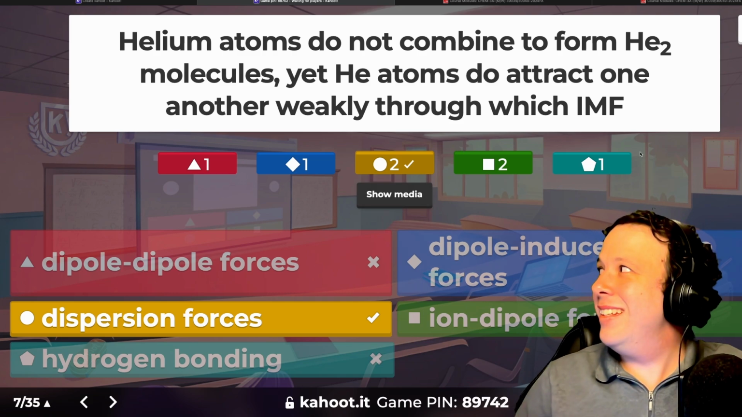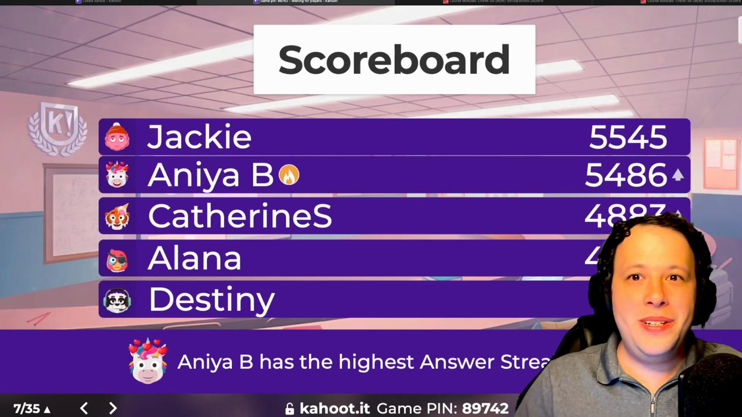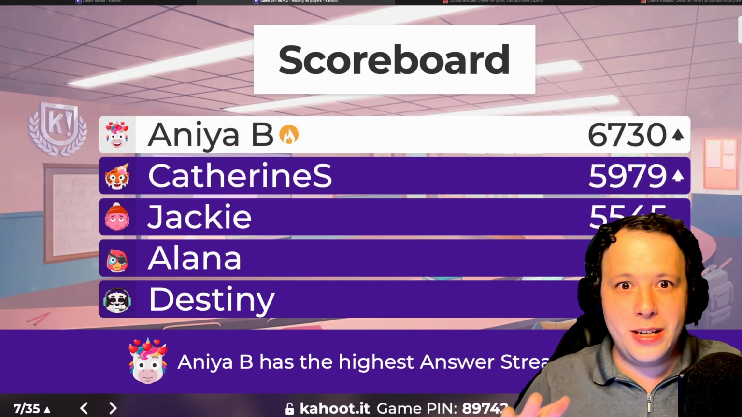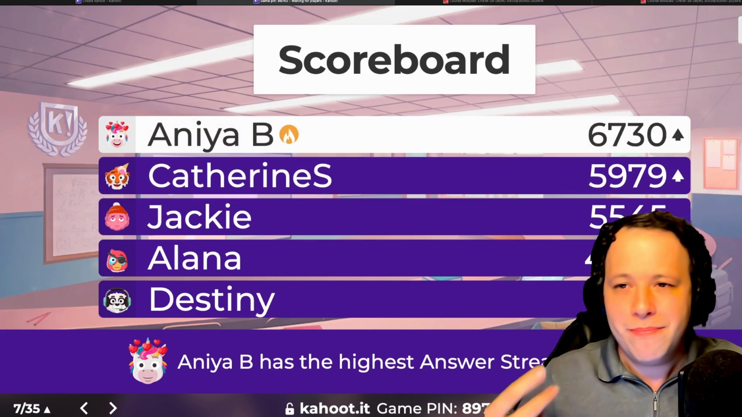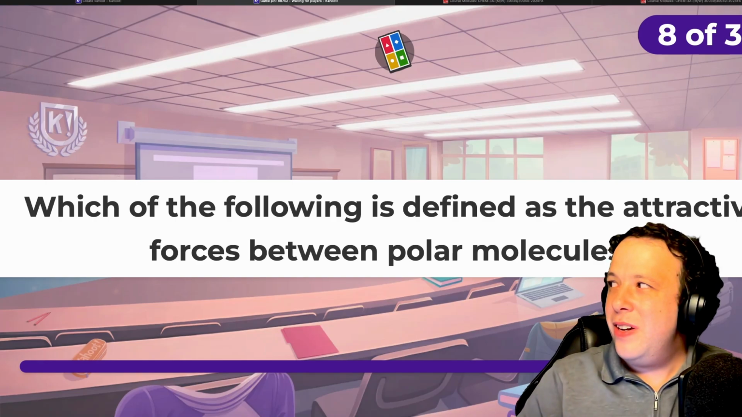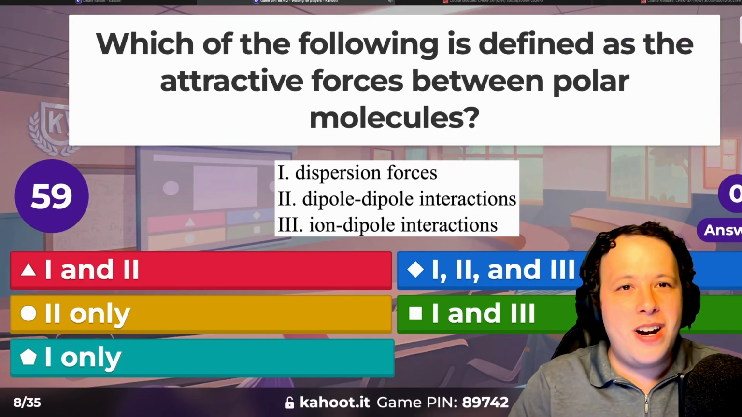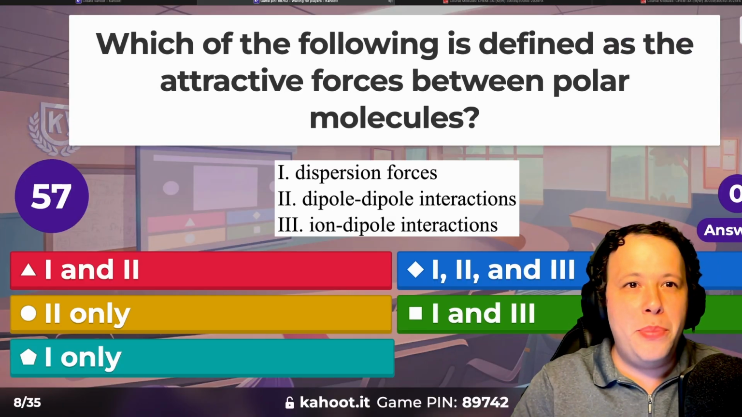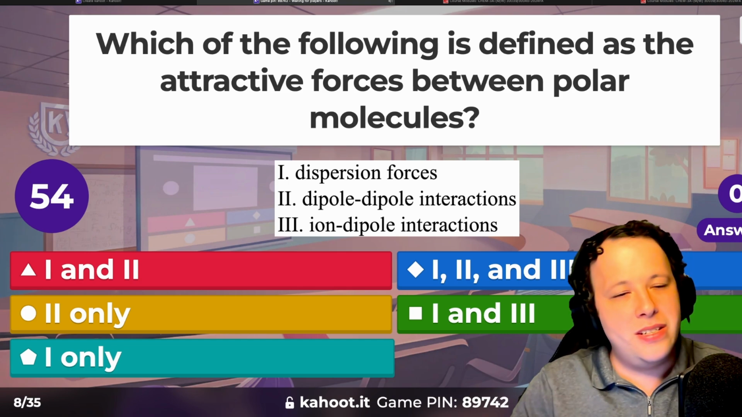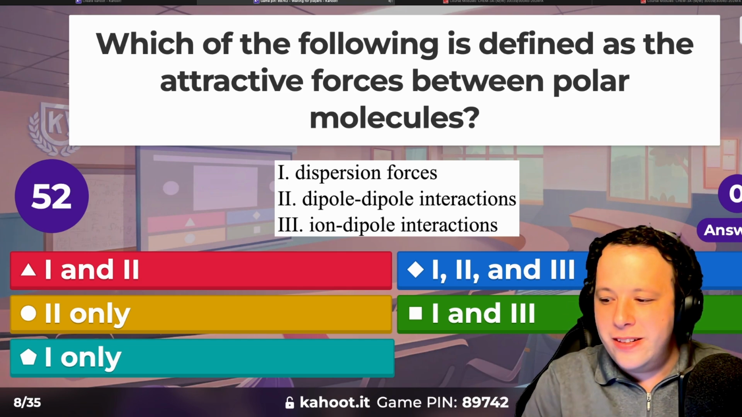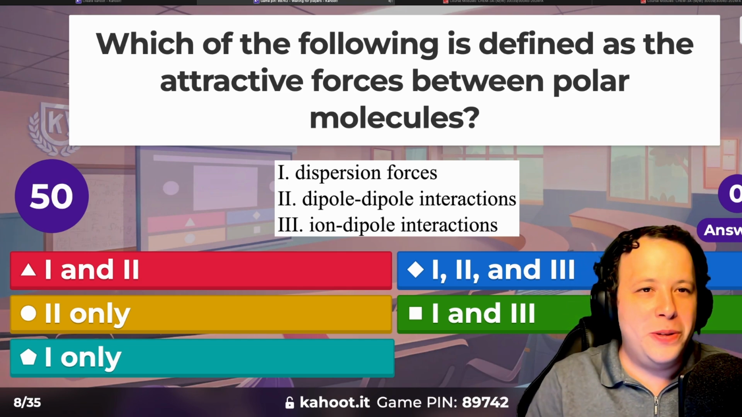Okay. Let's do the next. And like I said, if at any point you have questions about this intermolecular force stuff, that's still not quite making sense, let me know. Which of the following is defined as an attractive force between polar molecules? Which one would be considered an attractive force between polar molecules?